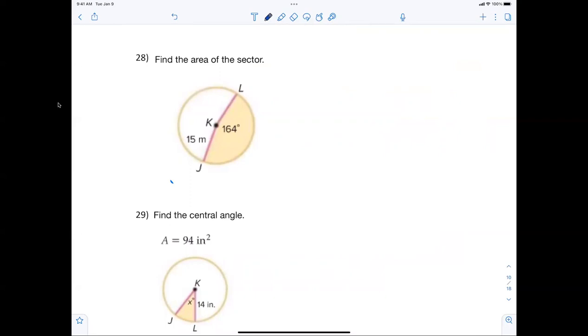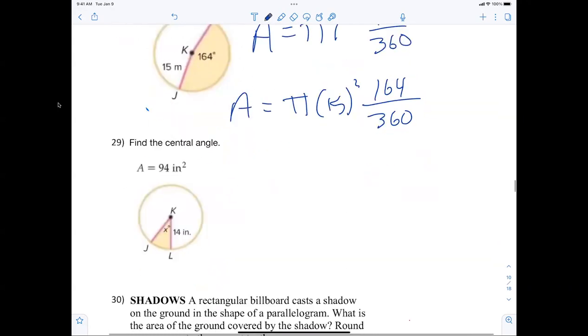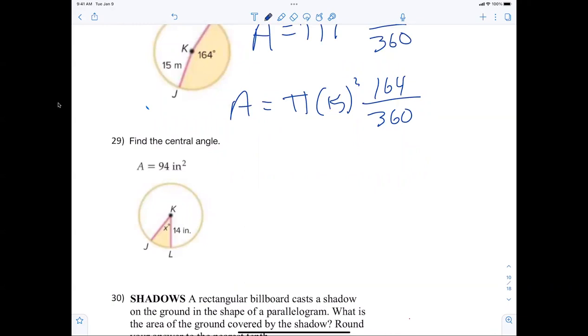Sebastian, forget it. We don't want anything from you. Find the area of this sector. What's the formula for area of a circle, guys? Pi r squared. So that sector is going to be times n over 360. Does everybody agree? So what's n? 164 out of 360 times pi times 15 squared. Area equals. So let's leave it in terms of pi. So everybody do 15 squared times 164 over 360 and tell me what that answer is.